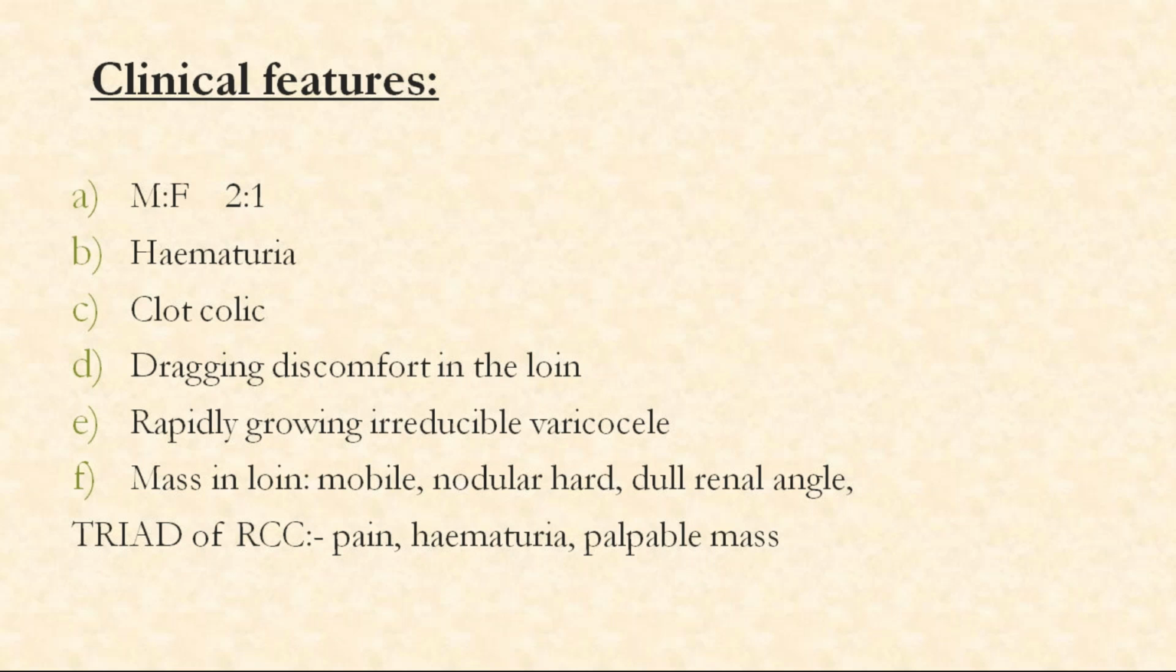Sometimes the patient may have a discomfort, dragging pain in the loin. A rapidly growing tumor sometimes produces a varicocele. That means the testicular vein drains into the left renal vein, and the tumor produces some obstruction in the pampiniform plexus, producing an irreversible varicocele.